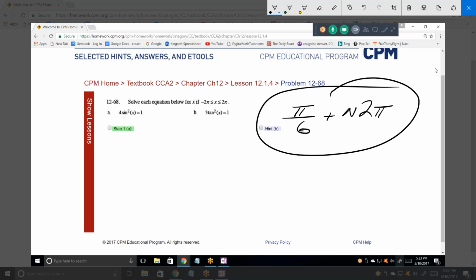Yeah. Okay. They may not use the letter N, frequently the letter K, but what this letter means is that these are integers from negative infinity to positive infinity. In other words, the answer would be every combination of this where K is equal to an integer. And that's the kind of answer you would get if they did not restrict the domain.